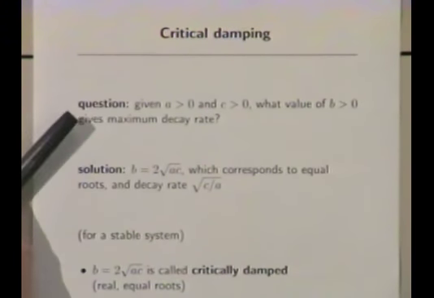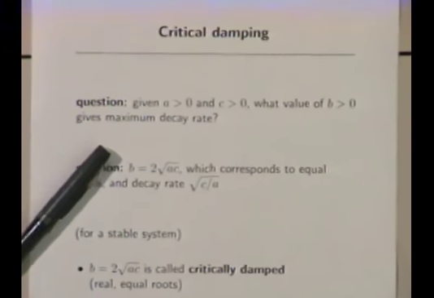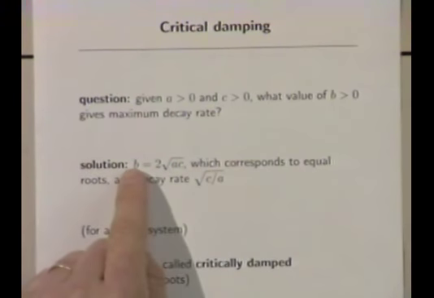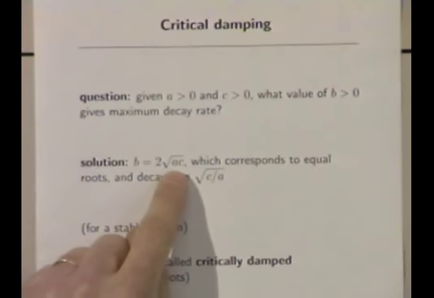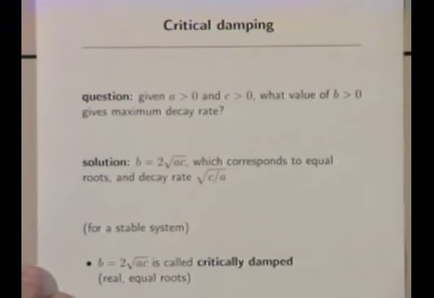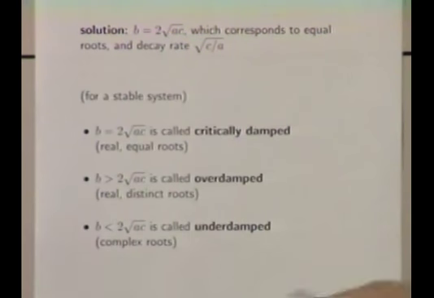So we can ask the question: if you fix A and C, what value of B gives the maximum decay rate? These problems come up fairly often, and the solution turns out to be you choose B to be twice square root AC, which corresponds to equal roots. In other words, critical damping. Okay, so that's critical damping. And again, if it's bigger than that, it's called overdamped, and it's underdamped otherwise.